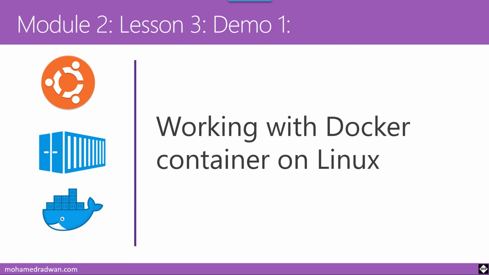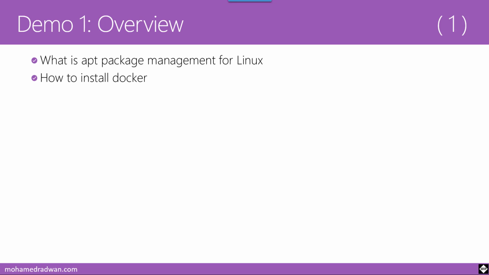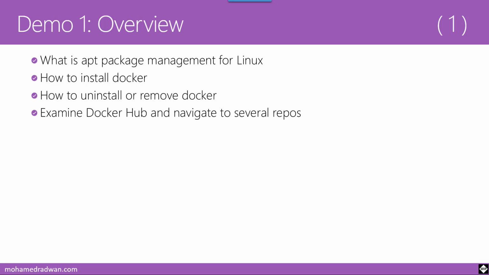Working with Docker container on Linux. So this demo will cover, first we will get an overview about APT or package management for Linux Ubuntu. So we will understand in a very quick overview about package management. Then we will understand how to install Docker on Linux. After that, we will understand how to uninstall or remove Docker from the machine. Then examine the Docker Hub and navigate to several repos.